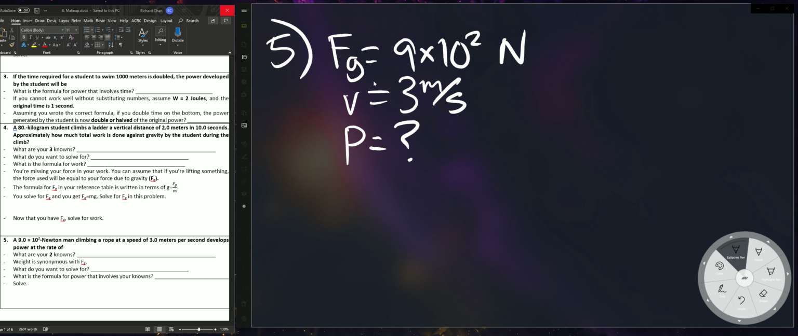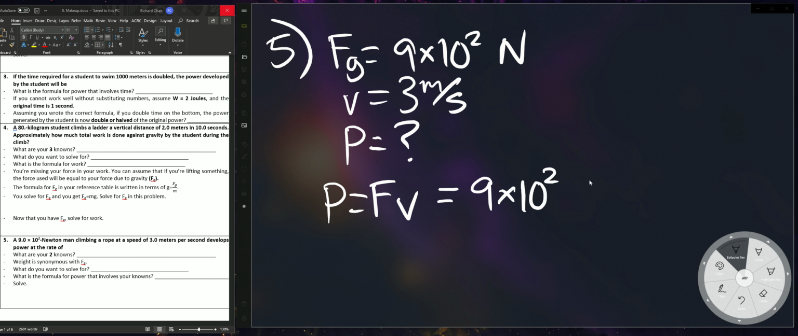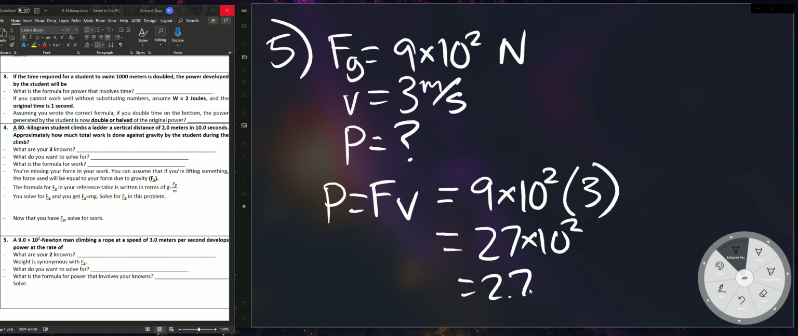Alright, again, we know that weight is synonymous with force due to gravity because that's what's pulling you down. That's basically what your weight is. So what is the formula for power that involves your knowns? Well, the only formula for power that involves your knowns on your reference table is this. Right, F times V. And so all you're going to do now is, well, guess what? We're just going to substitute and solve. So this is 27 times 10 to the 2, which is 2.7 times 10 to the 3. All right.